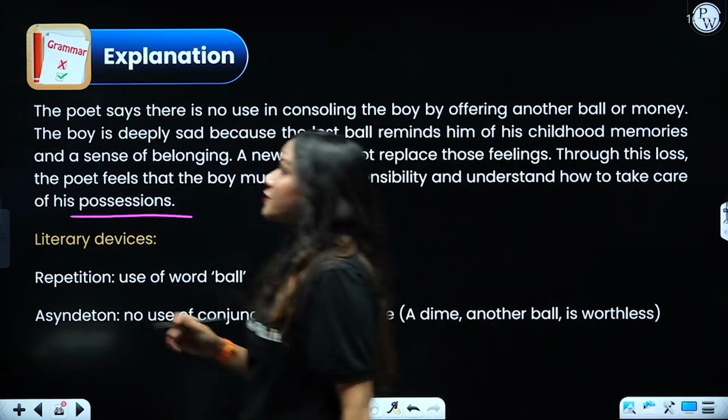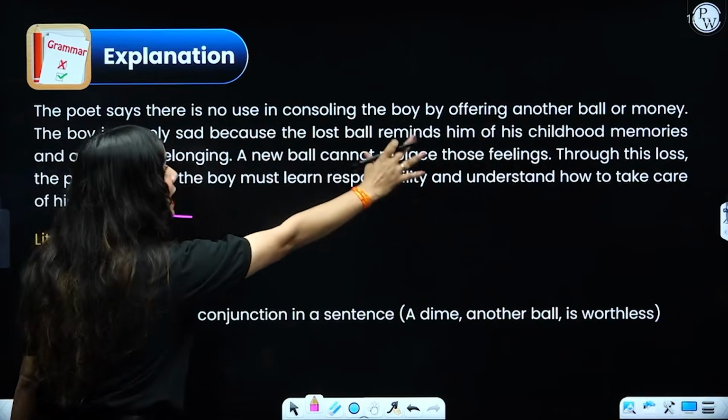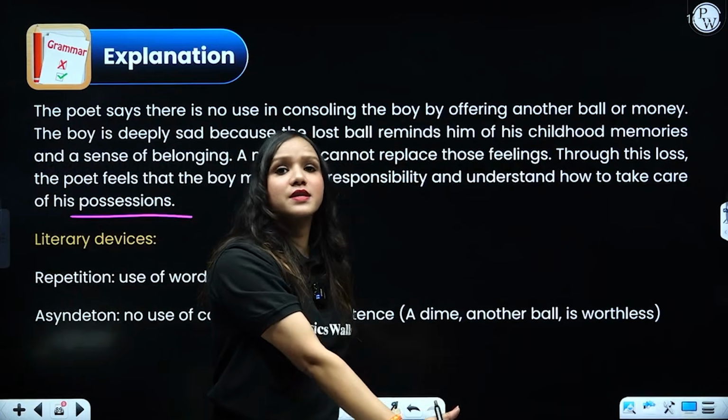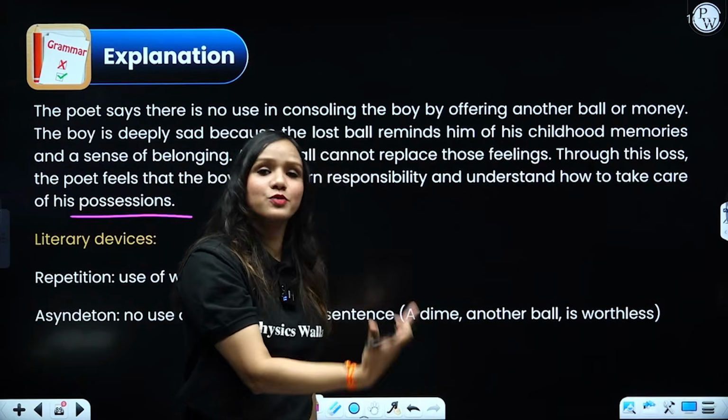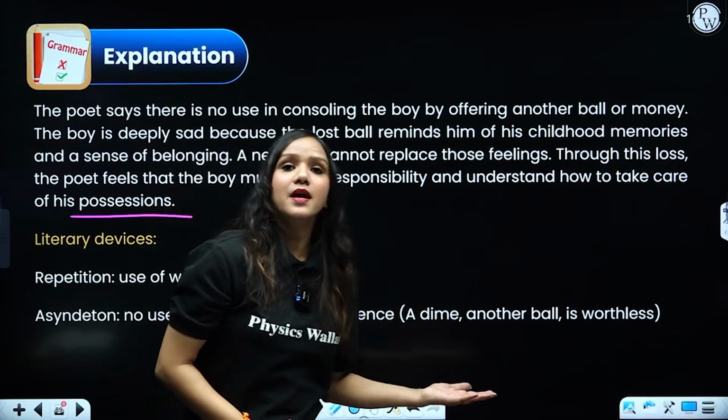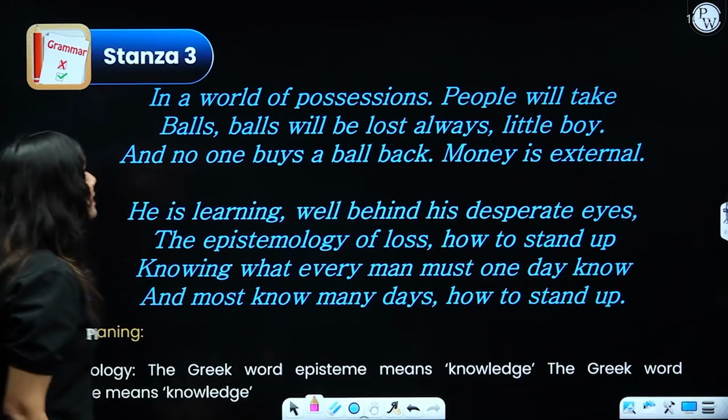right? Remember, the poet says there is no use in consoling. I have already told you this thing. So there is no use of pacifying him just because he's already gloomy at the thought of losing his childhood memories. He sees as if not just the ball, he sees all those memories which have gone into water. Right, now the next one.